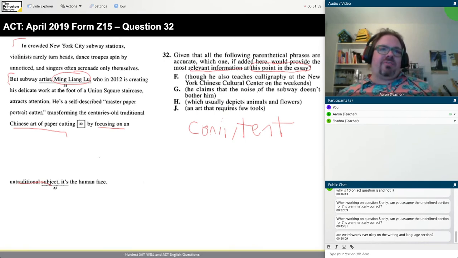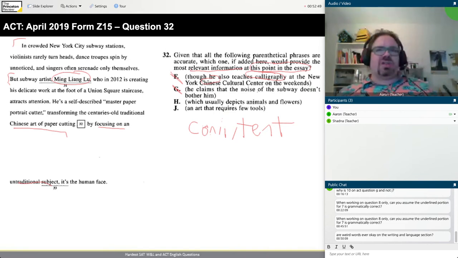So, answer choice F, though he also teaches calligraphy at the New York Chinese Cultural Center on the weekends. I mean, cool, but there's nothing that's consistent with what's here. In fact, even the calligraphy is not paper cutting. Besides that, his art is Chinese, and there's very little here that's consistent with what's elsewhere in the paragraph. That's not going to be an answer because it's really missing that consistency that we want. G, he claims that the noise of the subway doesn't bother him. Okay, sure. Not consistent with the topic of this paragraph, which is the subway artist and his Chinese art of paper cutting and its focus on the human face, which usually depicts animals and flowers.